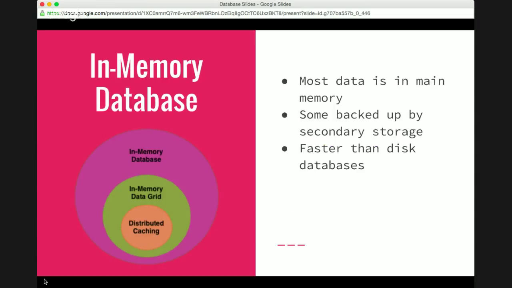Now we will discuss a few real-life examples of databases. The first is an in-memory database. In an in-memory database, most data resides in the main memory, but there is some that is backed up by secondary or non-volatile storages. These are faster than disk databases.